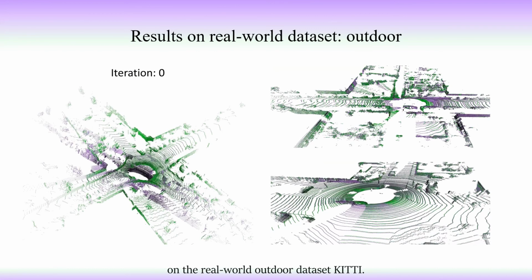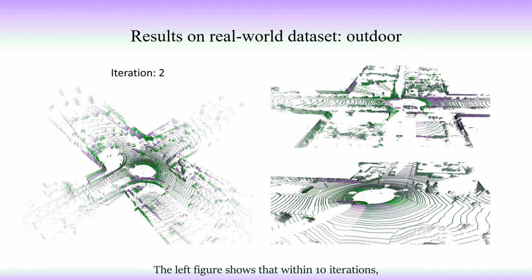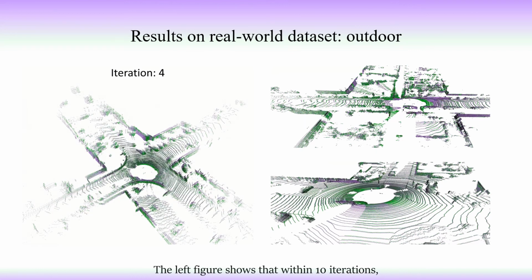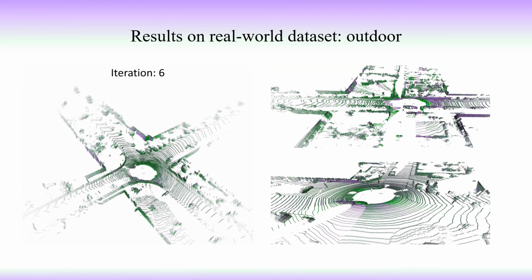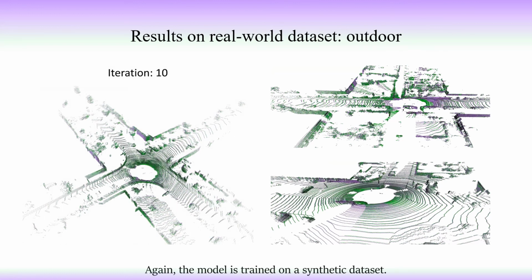We first demonstrate registration results on the real-world outdoor dataset KITTI. The left figure shows that within 10 iterations, our method finds the best alignment. Again, the model is trained on a synthetic dataset.